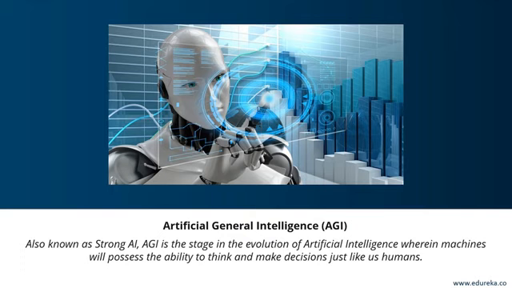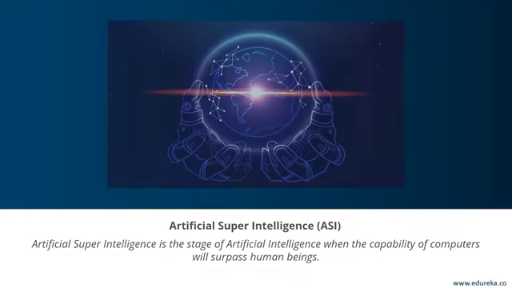Strong AI is actually considered a threat to human existence by many scientists. This includes Stephen Hawking. Stephen Hawking quoted that the development of full artificial intelligence could spell the end of the human race. Moving on to our last stage, which is artificial superintelligence.